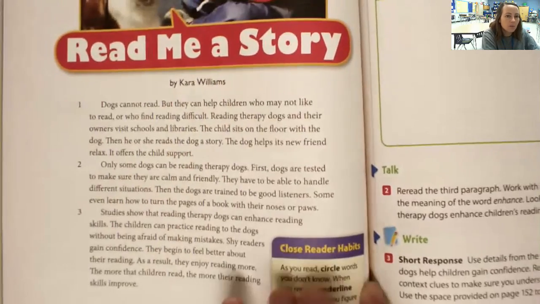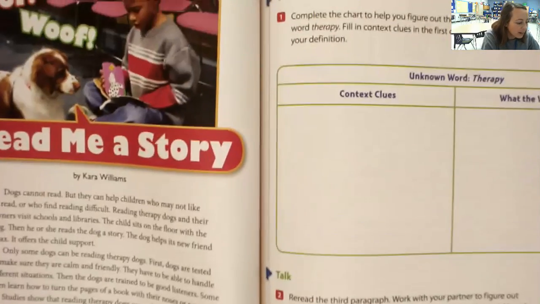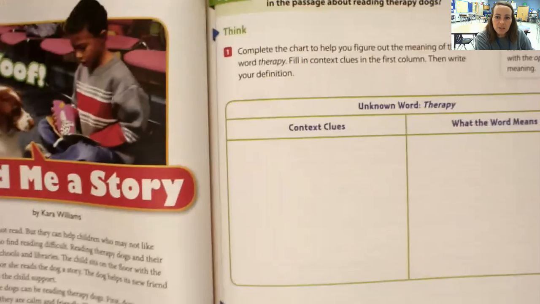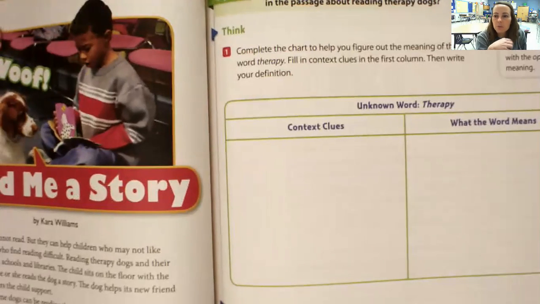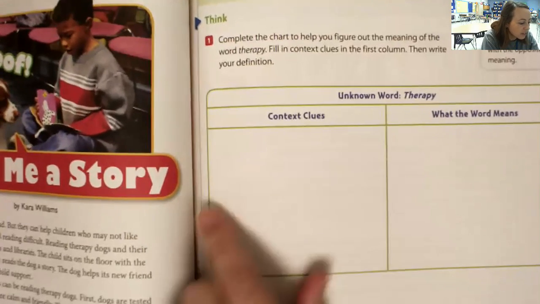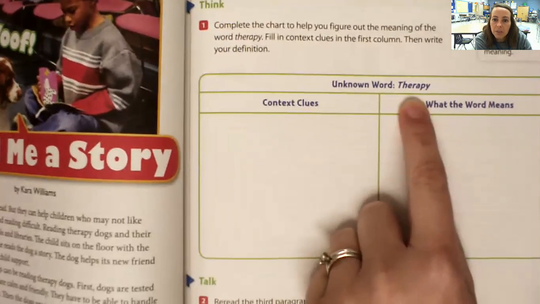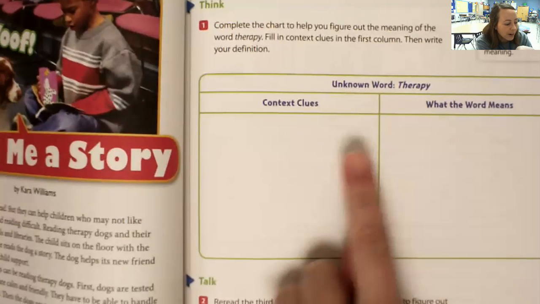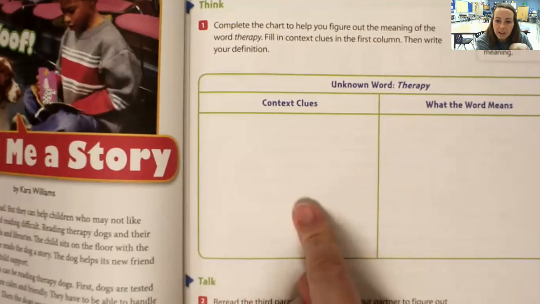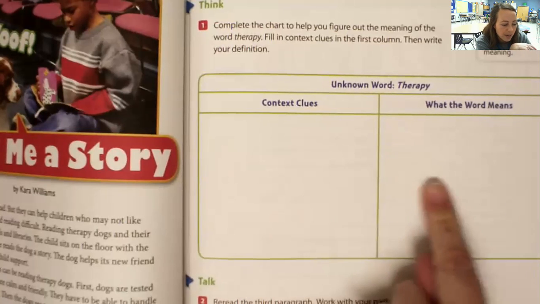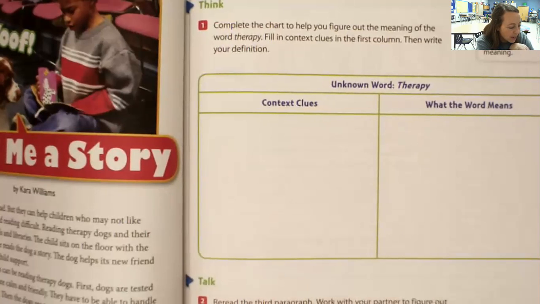Okay, the text is called Woof Woof, Read Me a Story. So after you've read through the text and you've underlined or circled any difficult words and underlined your context clues, you are going to be filling in this chart for the unknown word therapy. So go back in the text, find therapy, write down any context clues that can help you figure out what therapy means, and then you're going to write what you think the meaning of therapy is, okay?